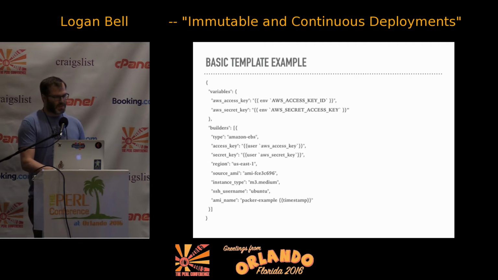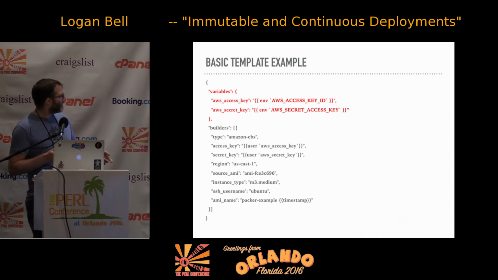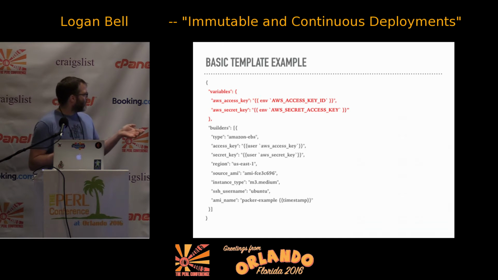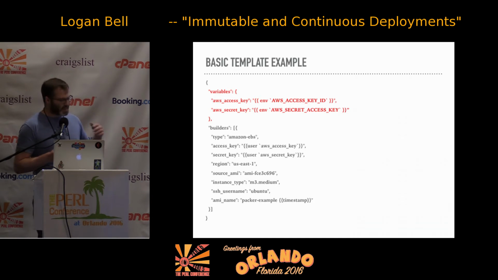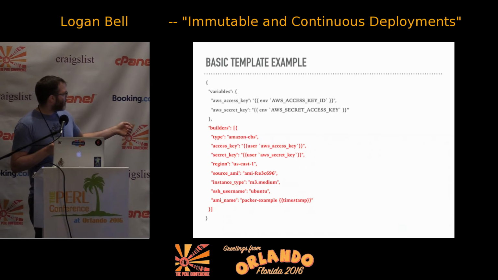So here's an example of a basic template. And can everyone see that okay? I just realized, okay. The first section here is, as I described it, setting up some variables. This one is going to build an Amazon image for us, and we needed to specify an AWS access key and secret. So it's going to read that information from the environment. The next section takes an array of builders. We're only using one builder here, which builds the Amazon instance. And you can see down below the access key. We are basically using the variables that were defined in the prior block.